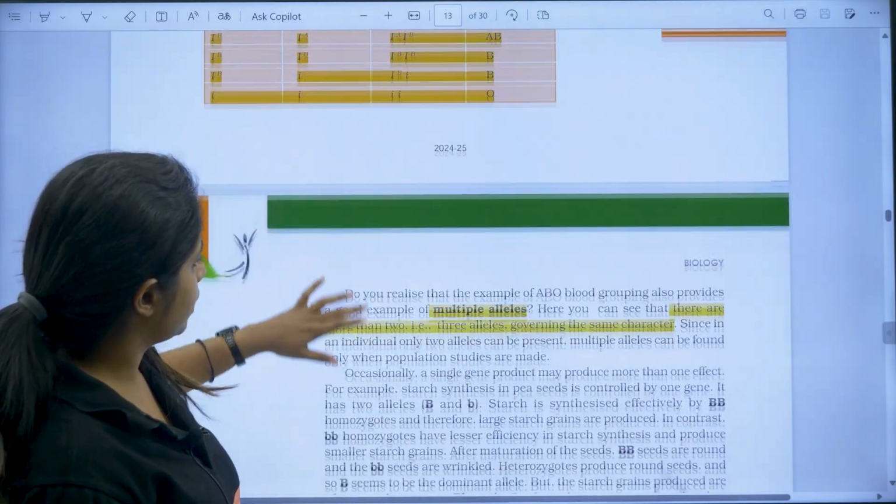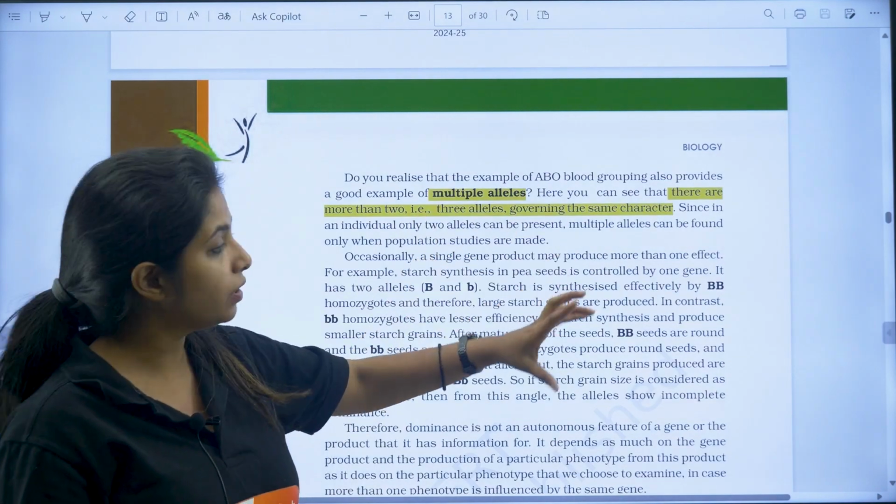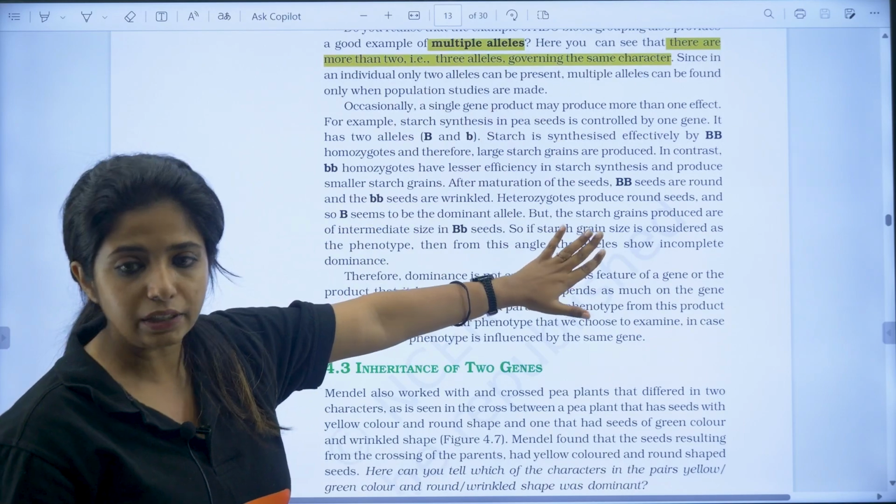Now going ahead, multiple alleles I had told you. There are more than 2 alleles governing a character. That is what you mean by multiple alleles. Here also there is an example. You can just have a read of it.